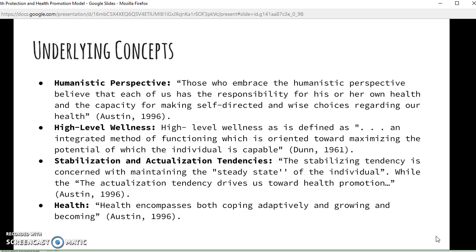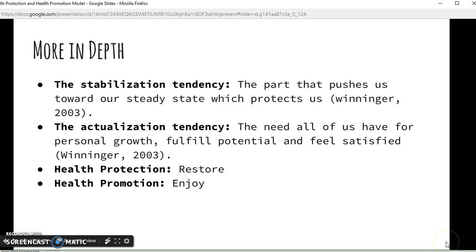So in summary with all of these, it's based on a humanistic perspective from which flows the assumption that all human beings have an inherent drive for health and wellness that can be nurtured by professionals like us as therapeutic recreation specialists.